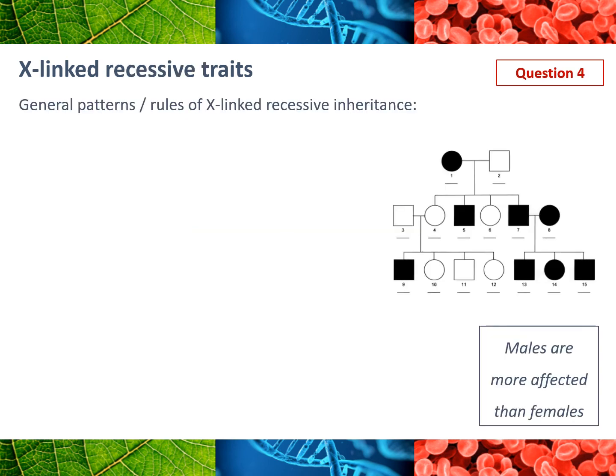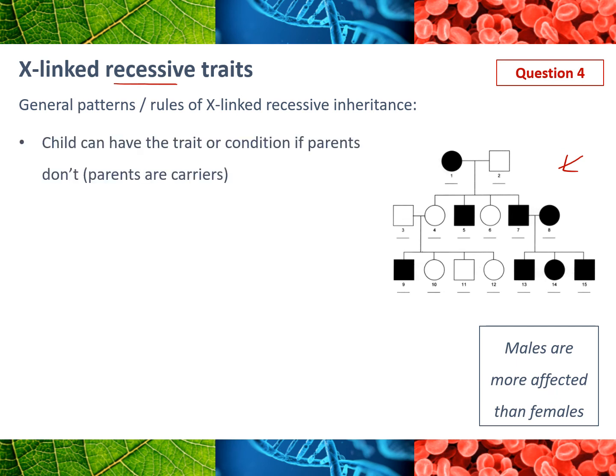All right, looking now at X-linked recessive traits. And again, there are very common patterns that we see in these. If you look at this, you might pick up on a few things. One of the key things is that a child can have a trait or condition if the parents don't. So we've talked about this before, if the parents are carriers. So a good example of that is this individual here has this recessive condition. So they've got the recessive allele on the Y chromosome, but neither of the parents have it.